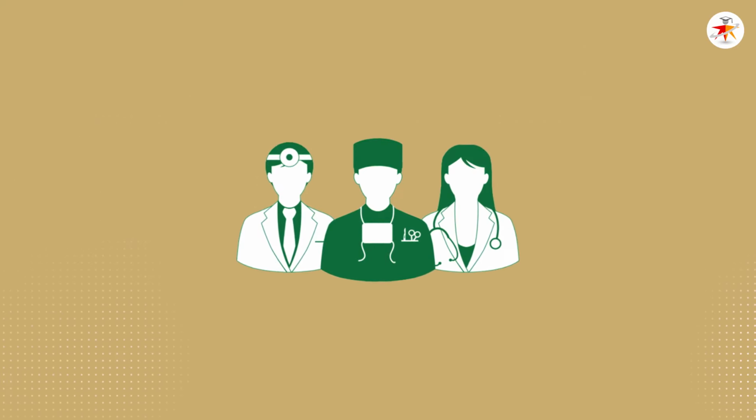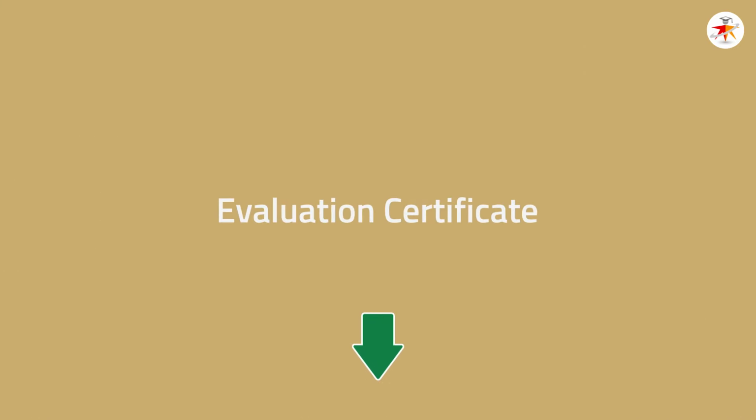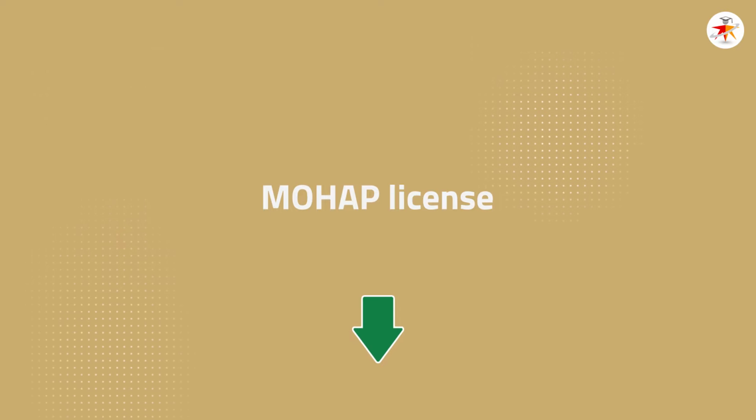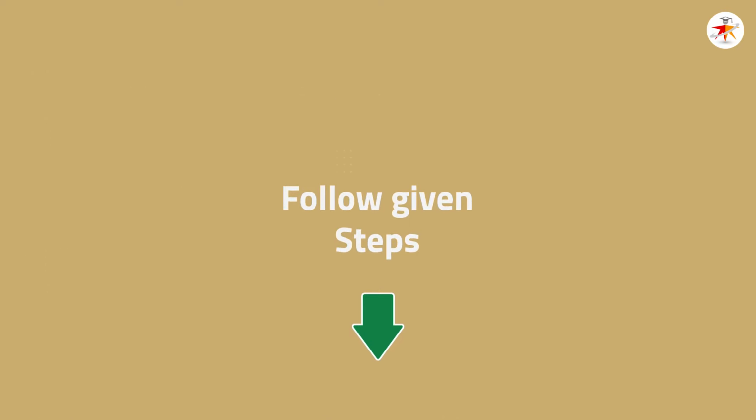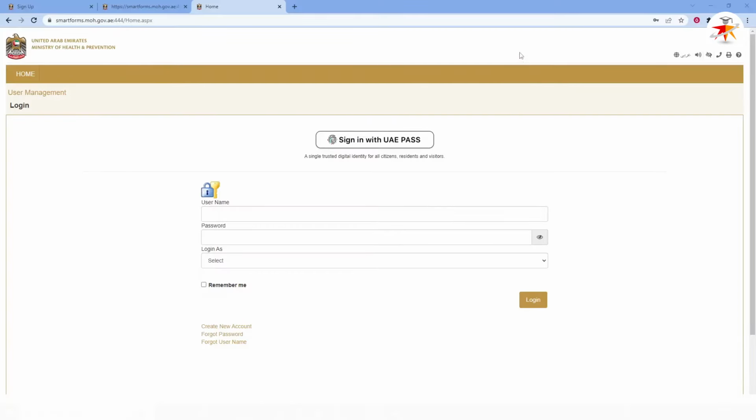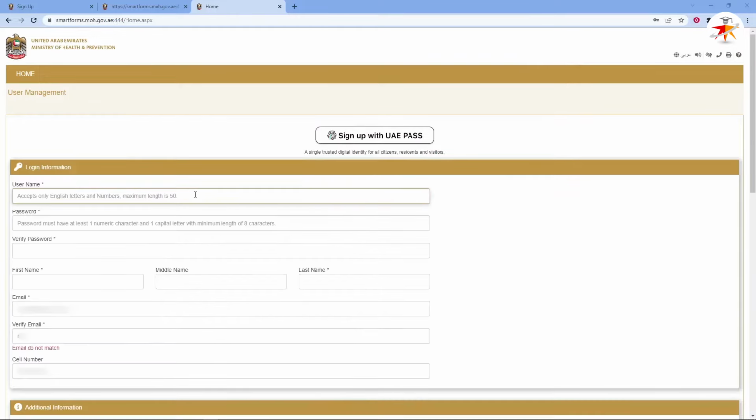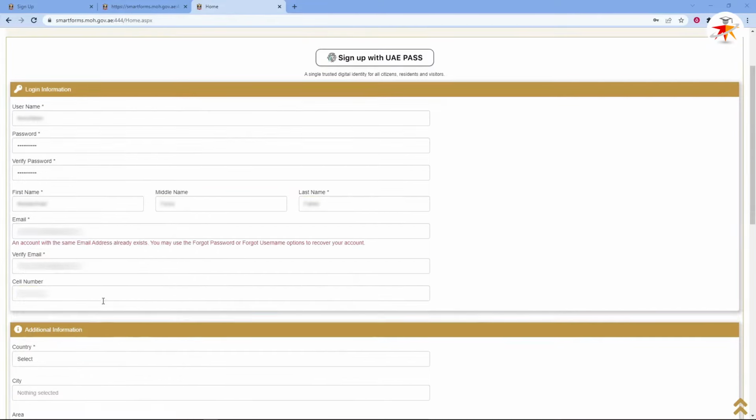All healthcare professionals, to obtain an evaluation certificate to get MOHAP license issued, are required to follow given steps. Visit MOHAP website here for creating an account and start your electronic service. Click at the Create New Account link for new applicant and fill out this sign-up form with required details. Enter your login information. Make sure to use valid email and contact number. All your future communication will be done using your provided email and contact number.